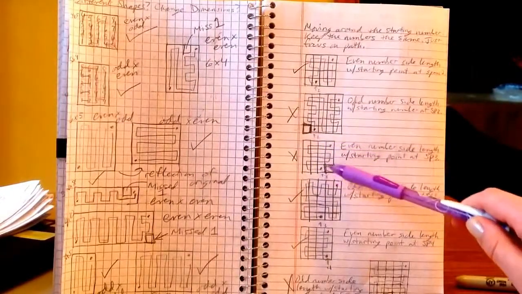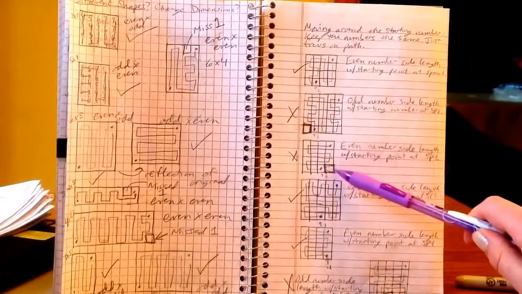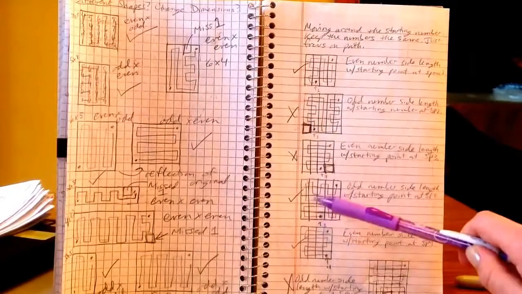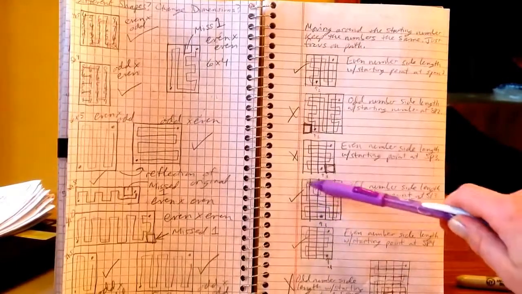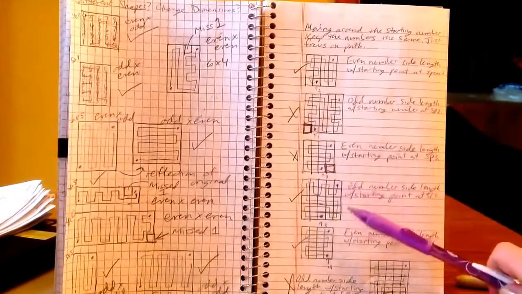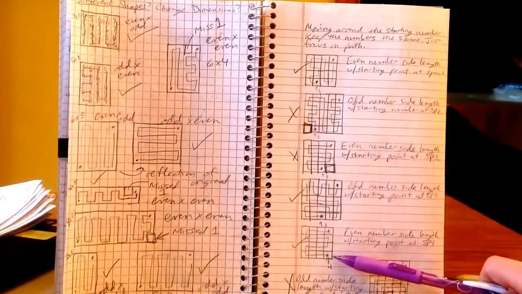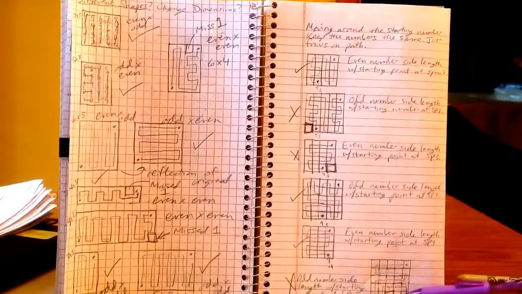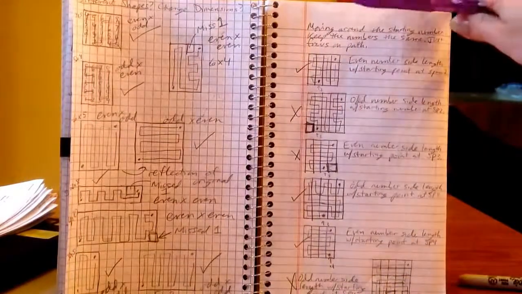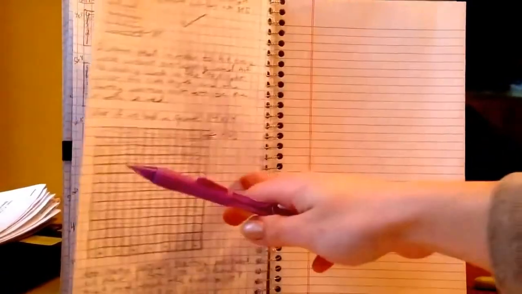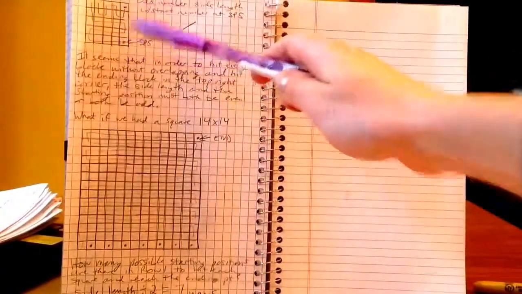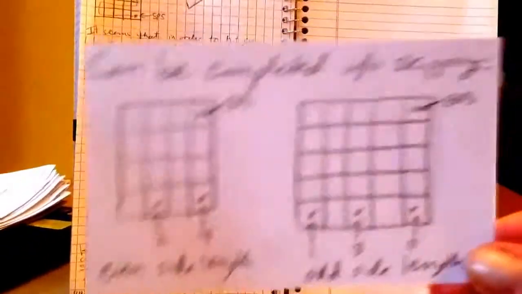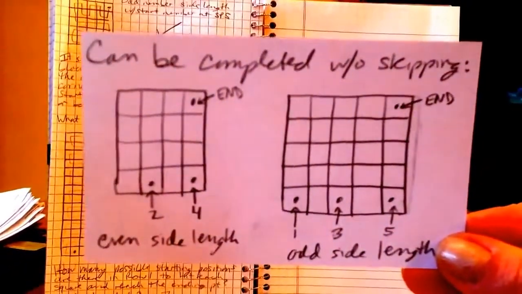In an even number, I started with position 3 this time. In the 4x4, it did not work in position 3. I had to skip a square. And with the 5x5 grid, in position 3, I did not have to skip a square in order to get from start to finish, so it did work with the odd number. My position 4 worked with the 4x4 square. My position number 4 did not work in the 5x5 square. And then position 5 in the 5x5 square was able to work from start to finish.